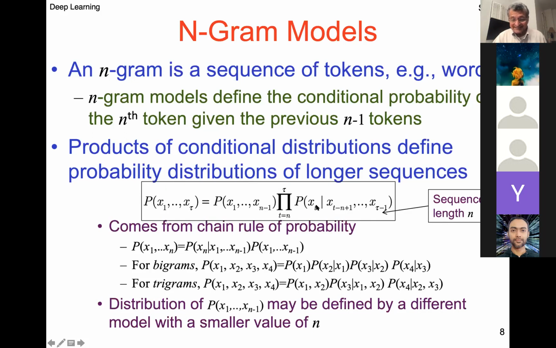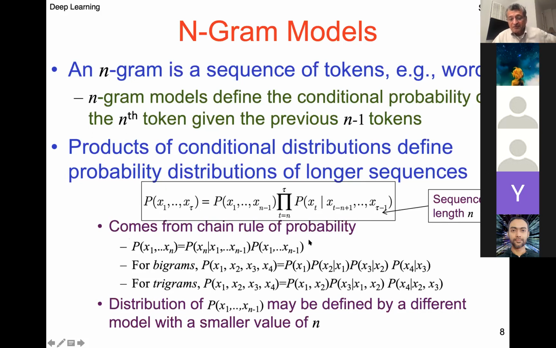So the nth one, x_t given x_{t-n+1} all the way to x_{tau-1}. It is saying, what is the probability of the next one given all the previous ones there? So this is a conditional probability. It's a sequence of length n that's being given here. And so how did you get this equation?